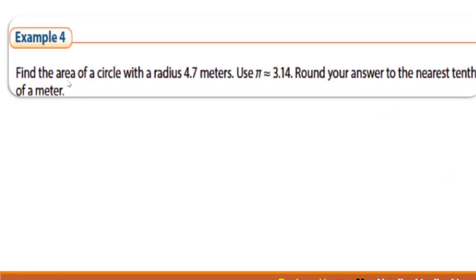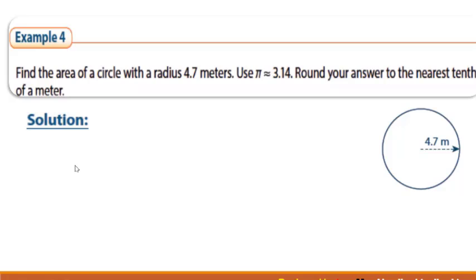Now we're going to find the area. Area of a circle with radius 4.7 and my pi is 3.14. We want to round to the nearest tenth, one decimal place. So for the solution here, I give you now the radius. So I have to write my formula: area equals pi r squared, meaning pi times radius squared. So I write this in this form: 4.7 power 2. So I replace r with 4.7.